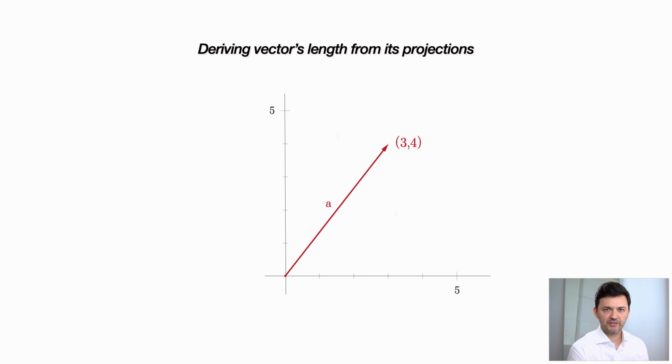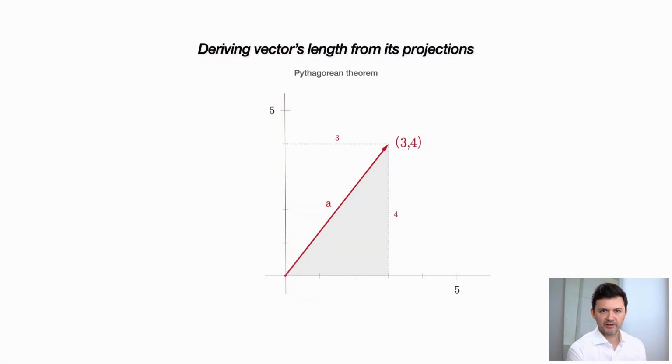First, let's project the vector's tip to our axis. So we can now see 2 triangles on this image, and let's just mark any one of them. We have a triangle here whose side lengths are equal to the projections 3 and 4. So how can we compute the length? Well, in the most elementary way, we can use the Pythagorean theorem.